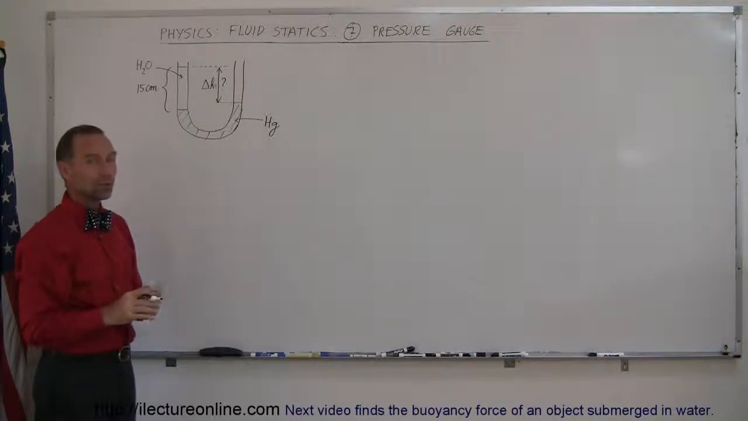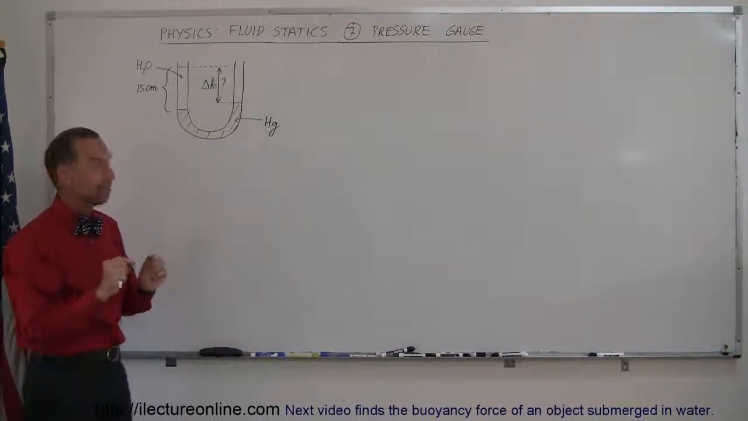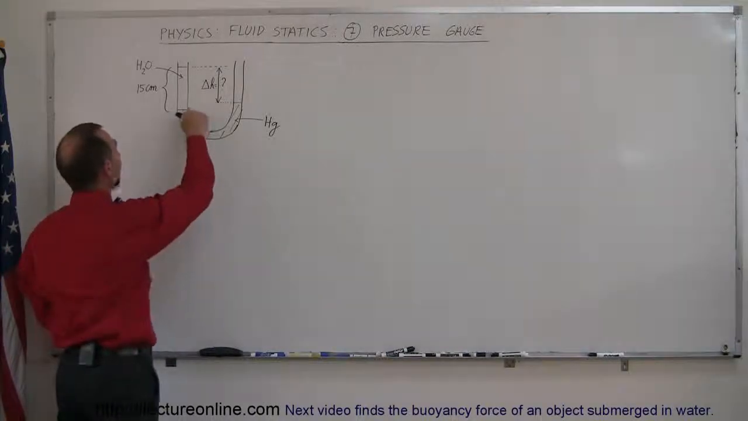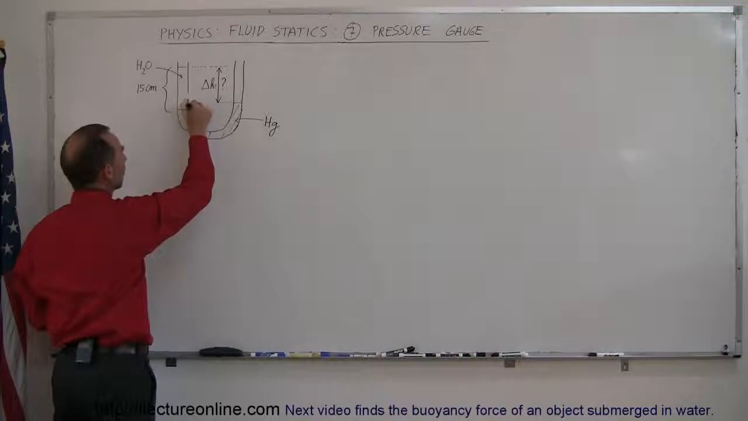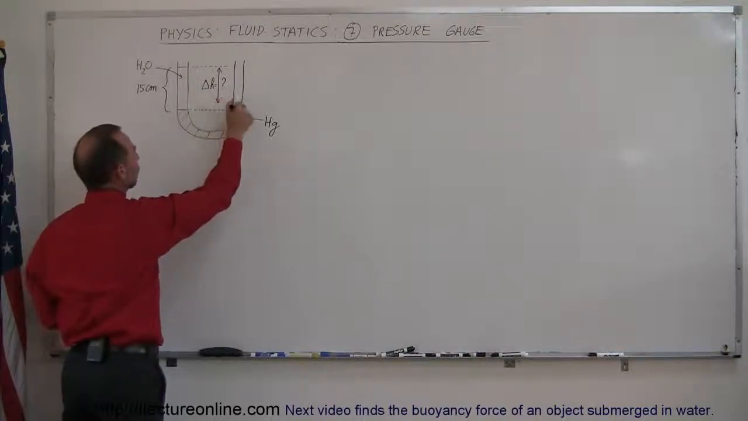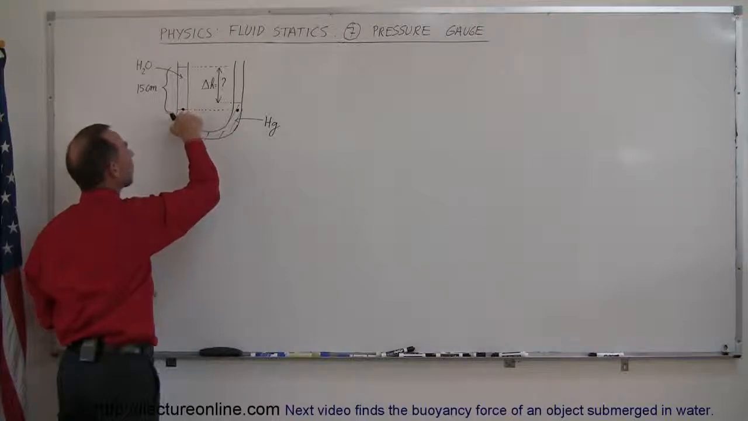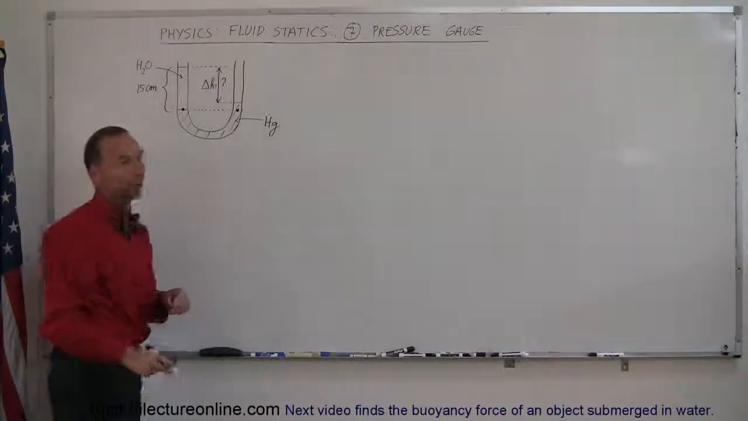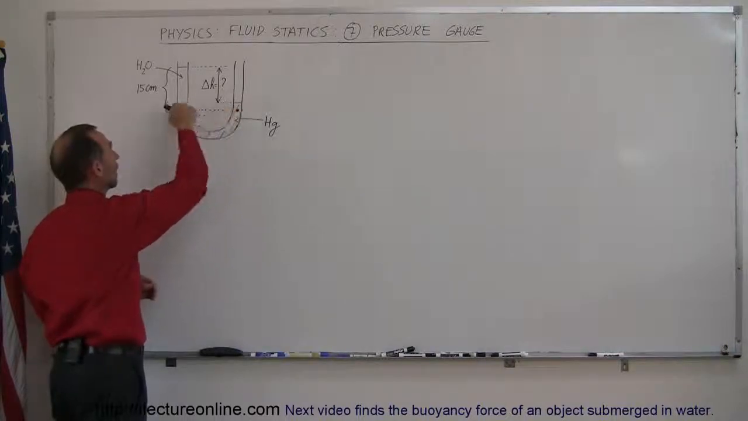Well, the best way to do it is find a place in the tube somewhere where you can say that the pressure is the same. If I take the very top of the mercury on the left side, which is being pushed down by the water, and I go straight across to the other side of the tube to this location right there, I can say that the pressure at this location must equal the pressure at that location, because there's nothing but mercury underneath all the way from one side to the other.